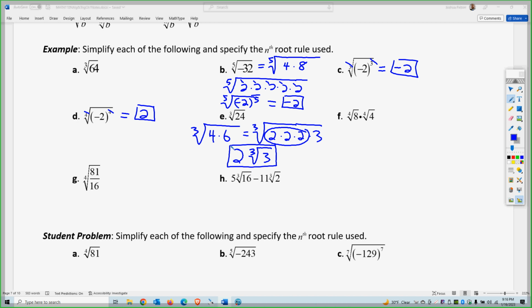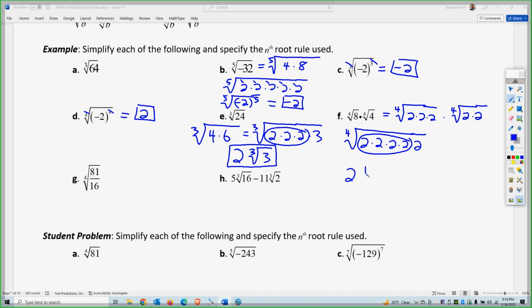Okay, so the next one, if I do this, it is 8, which is 2, 2, 2, and 4 is 2 and 2. So neither one of those have a group of 4 of anything because it's fourth root. But I can use the product rule to combine them. 2, 2, 2, 2, 2. And now I do have a group of 4. That's 2 to the fourth power, correct? So I have 2 fourth roots of 2. So that's another non-perfect radical, right?